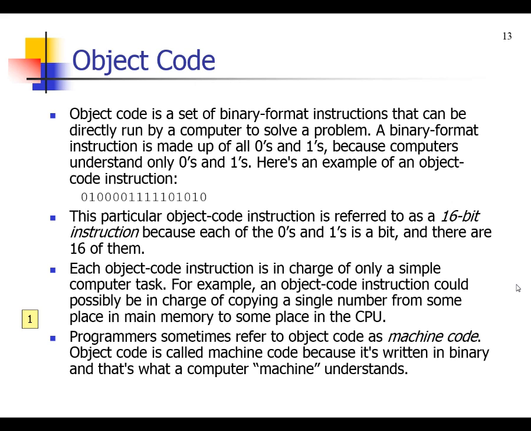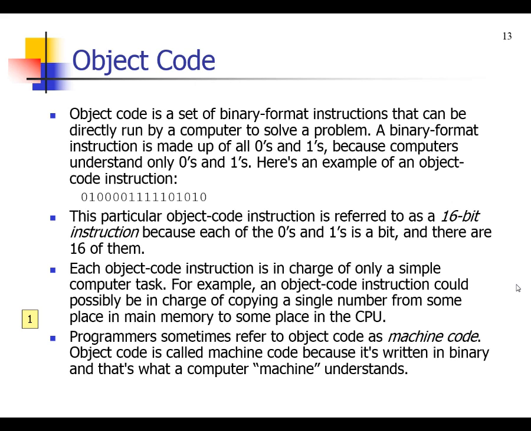It takes everything that you've written and puts it in binary code so that the CPU can run it. They're referred to as 16-bit instructions. Why? Because it's 16-bit over here. And then an object code instruction is in charge of only a simple computer task. That's all it does. It just reads it.